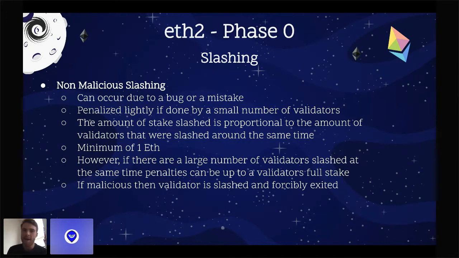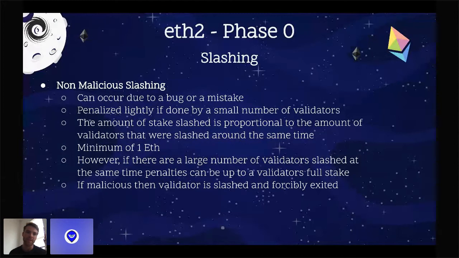So let's say that there's some type of bug or code error, and a group of individuals get slashed. This penalty is light if it's a small number of validators, and the amount of stake slashed is proportional to the amount of validators that were slashed around the same time. So it really just takes into consideration the exact environment of where this took place. These slashings are a minimum of 1 ETH.